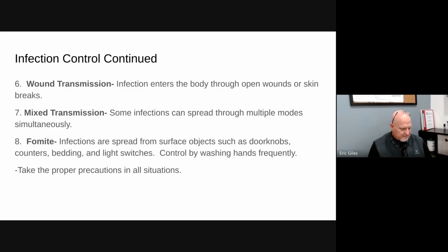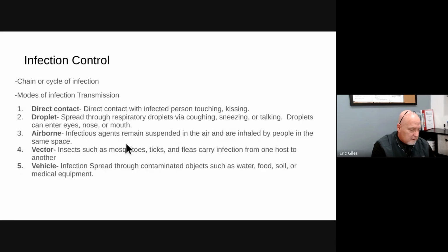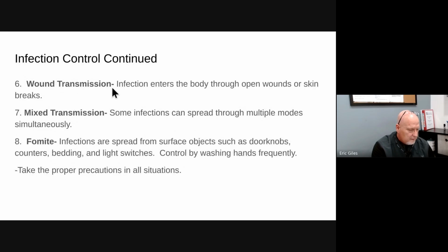Infections are spread from surface objects such as doorknobs, counters, bedding, and light switches, controlled by washing your hands frequently. So take proper precautions in all these situations. For an exam, these are things that you need to know. It might only be one question in the whole exam, but you need to know what these infection cycles are and what they mean.